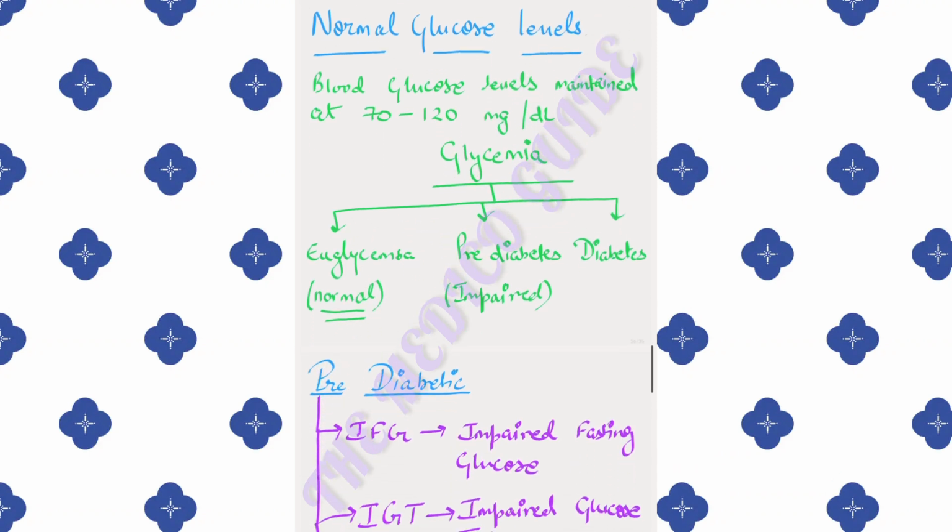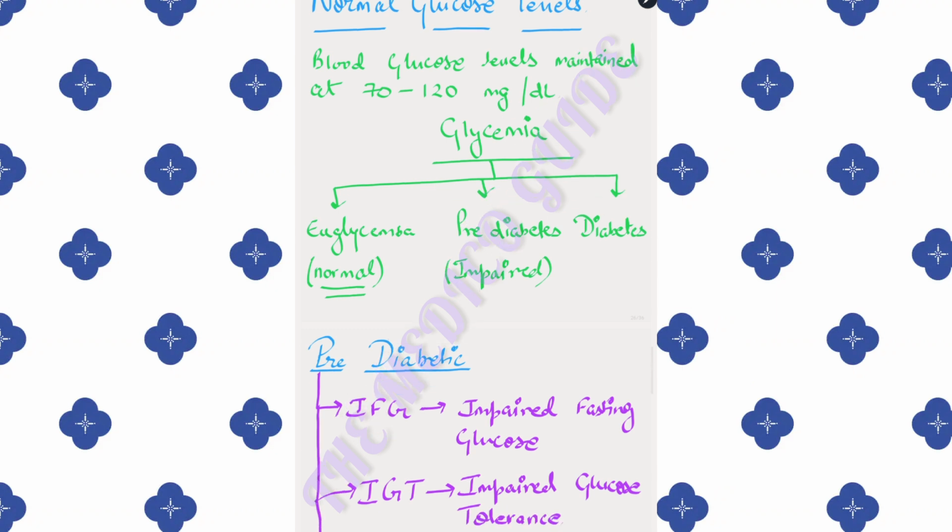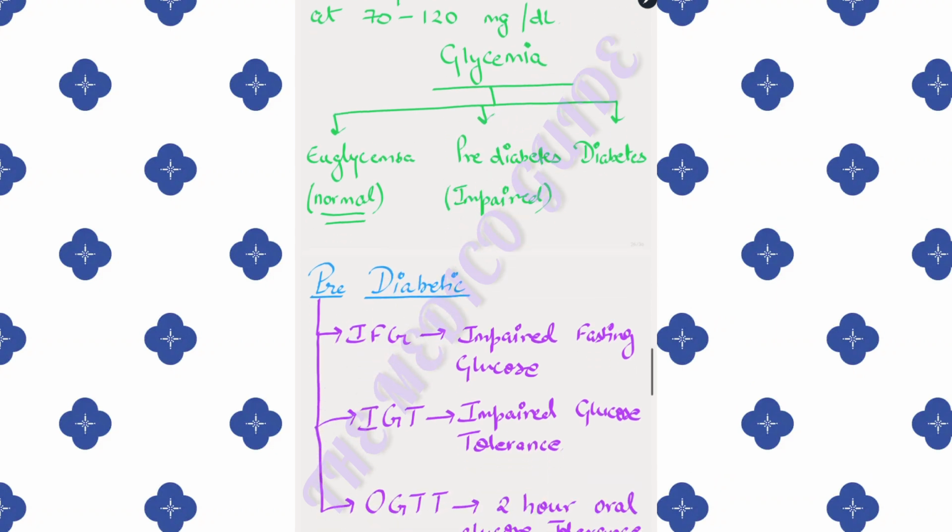So the normal glucose level is maintained in a normal or non-diabetic patient in the range of 70 to 120 mg per dL. The term glycemia indicates the glucose levels in the blood. A patient can be euglycemic, pre-diabetic or diabetic. In a euglycemic patient, the values are in the normal range, which I just mentioned above, that is 70 to 120 mg per dL.